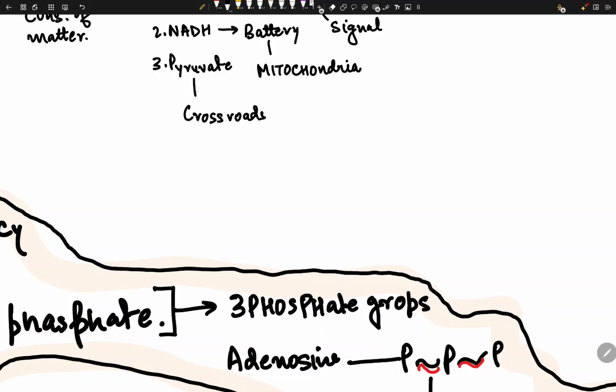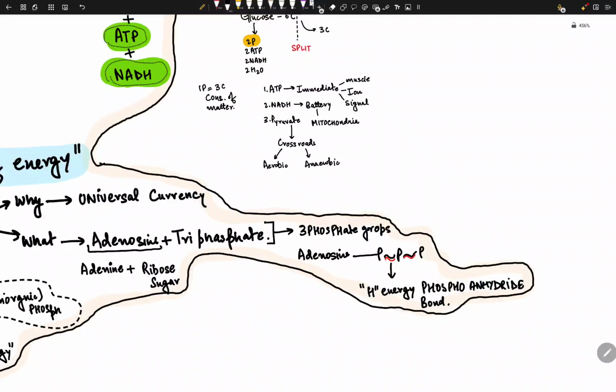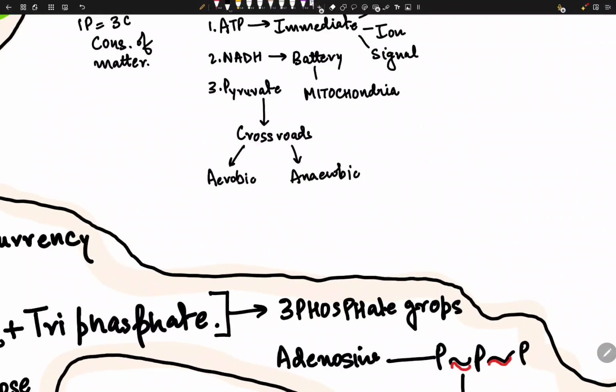It's the decision you take. Which way should I go? Depends upon aerobic or anaerobic. Hypoxic, not hypoxic, right? So pyruvate is the crossroad, right?